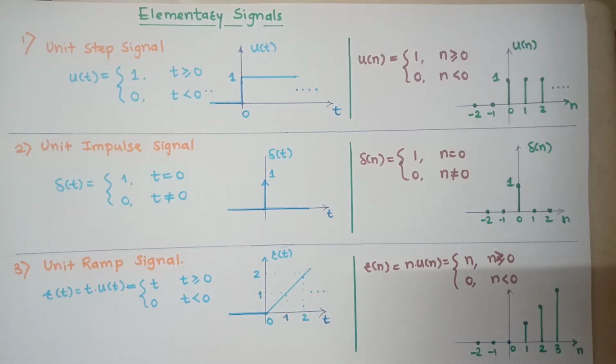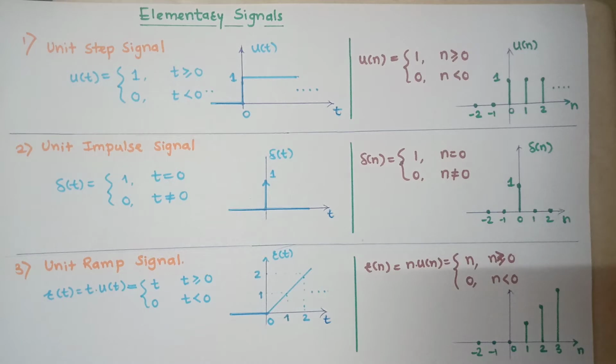Hello, today we are going to learn basic operations on signals like time shifting, time scaling and time reflection or folding. Before going towards the main topic, we'll get introduced to the basic signals. These are called elementary signals. There are a lot of elementary signals, but we will see only the singularity functions today. These are the unit step signal, unit impulse signal and unit ramp signal.